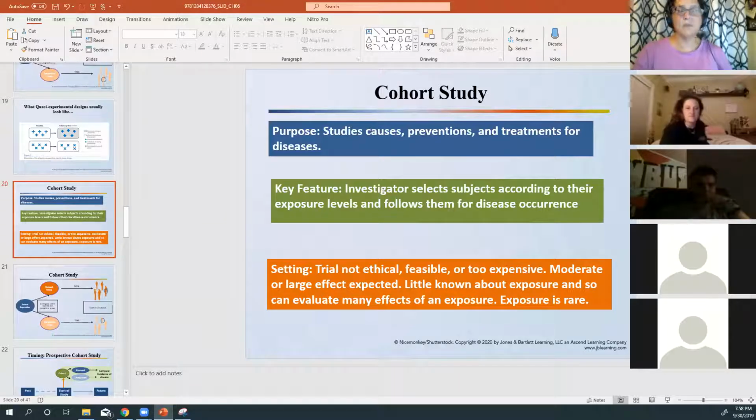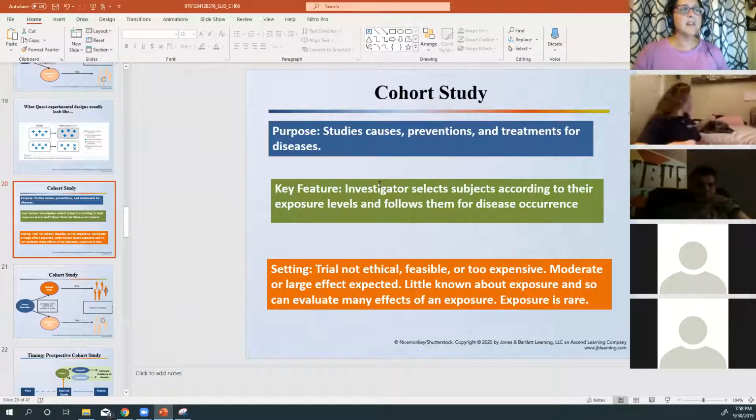We're looking at what are some possible causes for disease, what are the factors that are associated with incidence of the disease, and we are hoping from there to come up with preventions and treatments for diseases. What's the key feature? Okay, this is important.